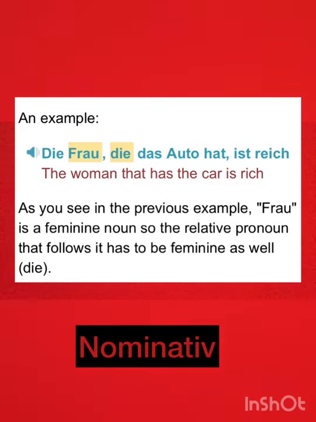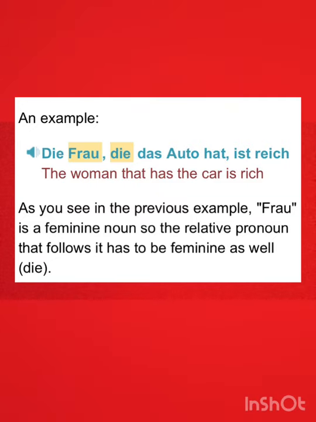And why are we using die here? Because, as I have explained in the beginning, the sentence is nominative. So you can check the table again. In the case of nominative, die remains die. This is the reason we are using the relative pronoun die here.